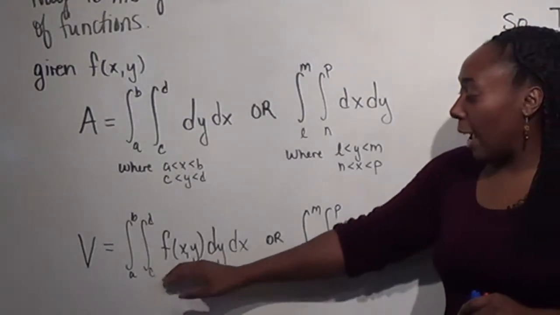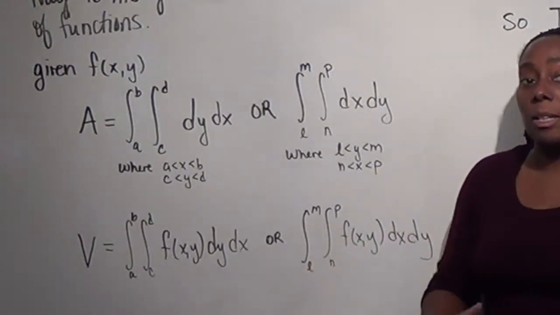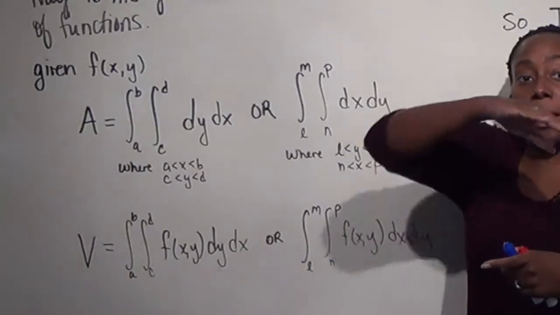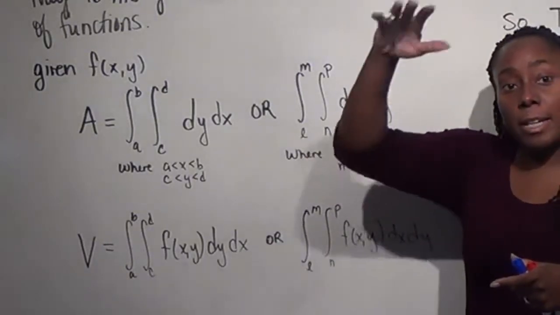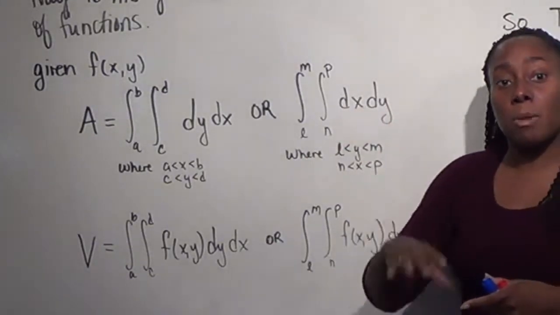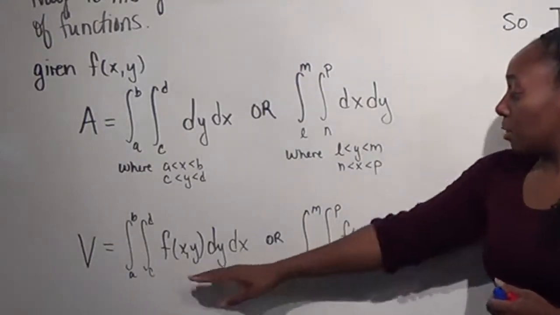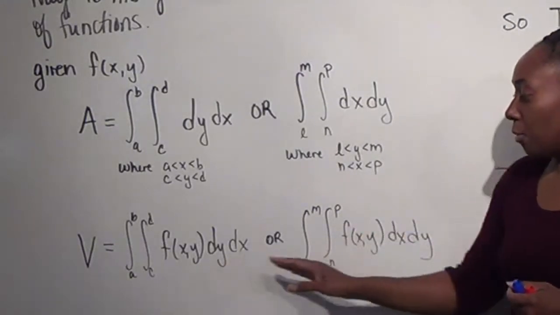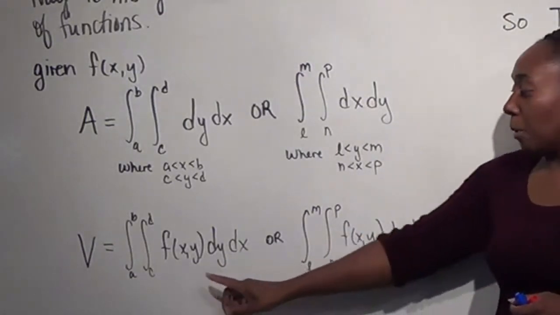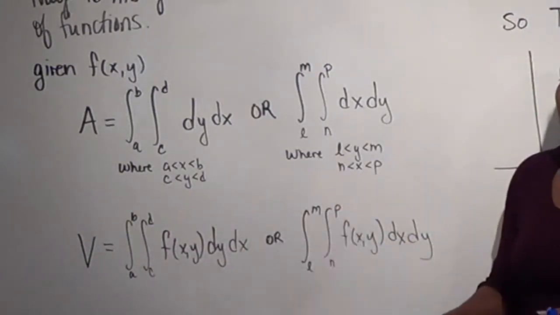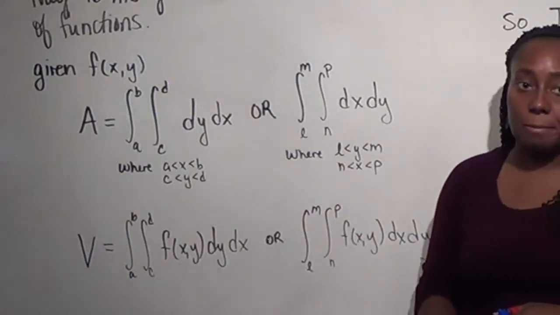But now if I add the function into the region, I can think there's this region and I'm looking at some function over it, and that's what's giving me my third dimension for my volume. And so here again, same thing. There's two different ways I can write it, where my limits are going to change slightly depending on which way I integrate first.